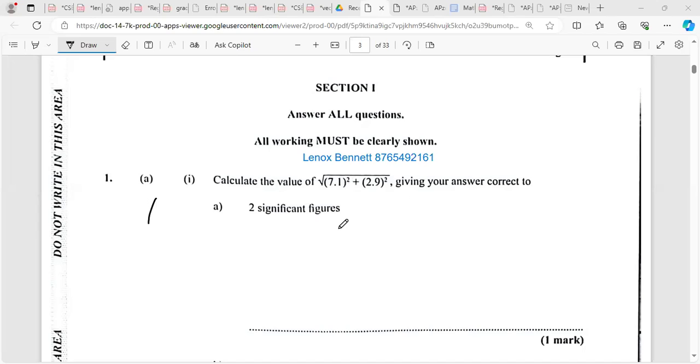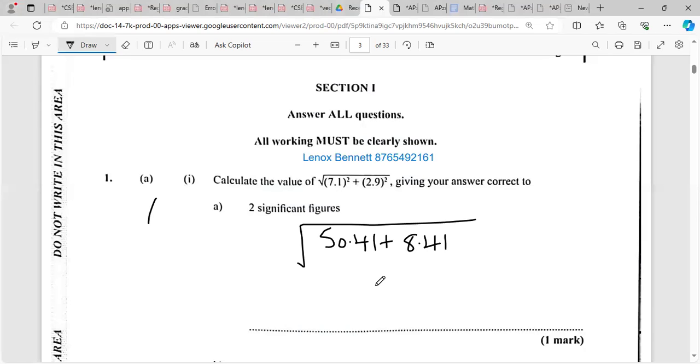50.41. Plus, we're going to square 2.9, plus 2.9 squared, 8.41. Total it, and then we'll find the square root. Very simple. Alright, so add this, we get 50.41 plus 8.41. Alright, so that's 58.